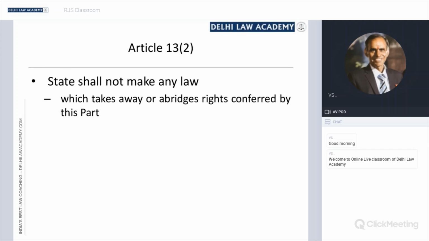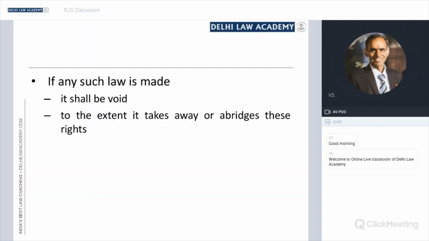So there is a complete ban, a complete prohibition on the state. It will not make any law which takes away or abridges, even curtails, any of the rights conferred by Part 3. And if any such law is made by the state, then it shall be void to the extent it takes away or abridges these rights. This article simply declares as void all those laws made by the state which have the effect of taking away or abridging any of the fundamental rights contained in Part 3 of the Constitution.